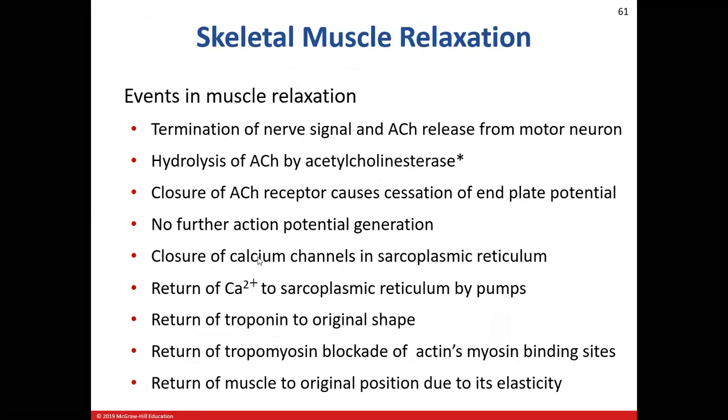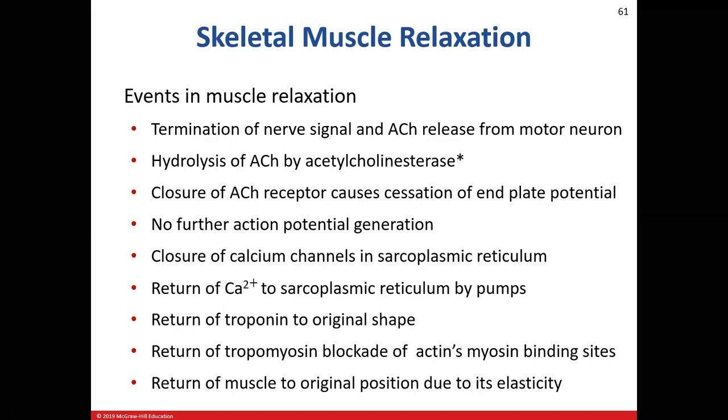So now that we went through muscular contraction, we have a chance to go back the opposite way. And so we look at the events in muscle relaxation. The events in muscle relaxation include the termination of the nerve signal and acetylcholine release from the motor neuron. So that process stops. We also have the hydrolysis of acetylcholine by acetylcholinesterase. This basically breaks down acetylcholine into its component parts of acetic acid and choline.